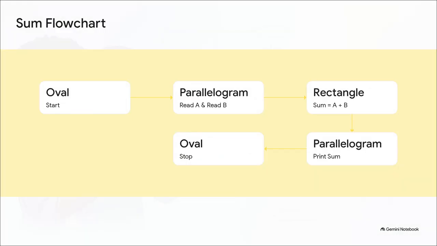Now let's translate our earlier math algorithm into a flowchart. It's so simple. Oval for start, parallelograms to read A and read B because we are inputting those numbers. A rectangle for the action of adding them together, sum equals A plus B. A parallelogram to print sum because that's our output, and an oval to stop. See how cleanly the text translates into these visual shapes? It makes complex programming so much easier to read at a single glance.